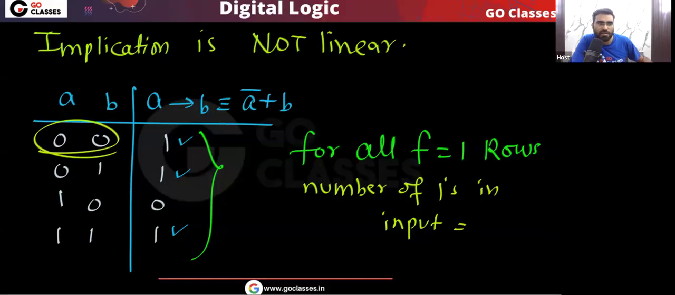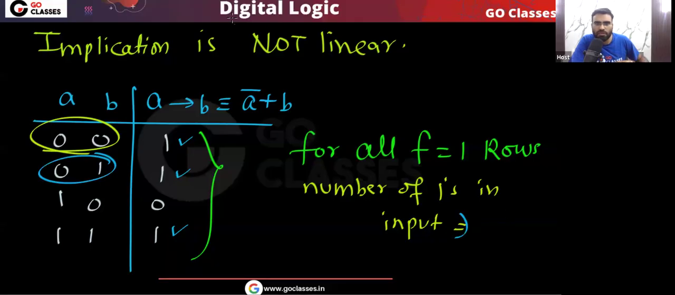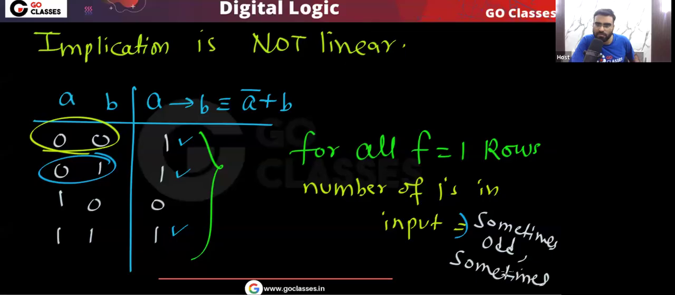No, I cannot say. Here the number of ones is even. Here the number of ones is odd. So can I say neither odd nor even? For all f equal to 1 rows, the number of ones in the input is sometimes odd, sometimes even. So not linear. If you check, the condition is not satisfied, so this is not linear. Is this clear? Please tell me.